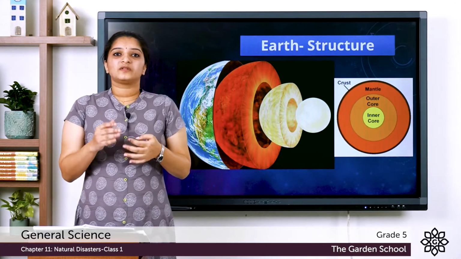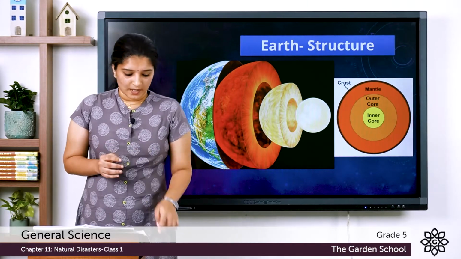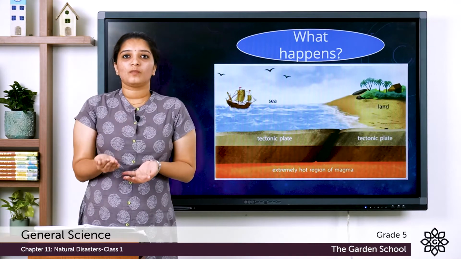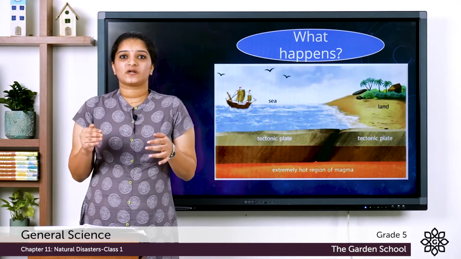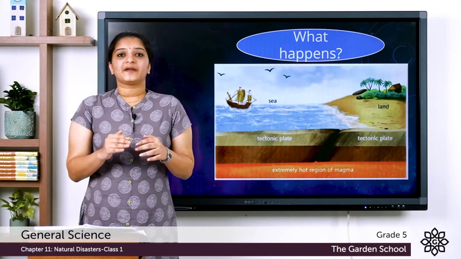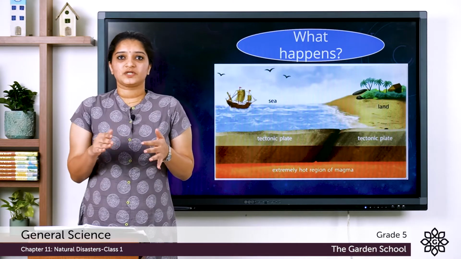You need to know about these layers in order to study the occurrence or the cause of earthquake. What happens is that the Earth's crust, that is the outermost part, is broken into numerous plates. These plates are known as the tectonic plates. They rest upon the mantle, and above these plates the land and oceans lie.